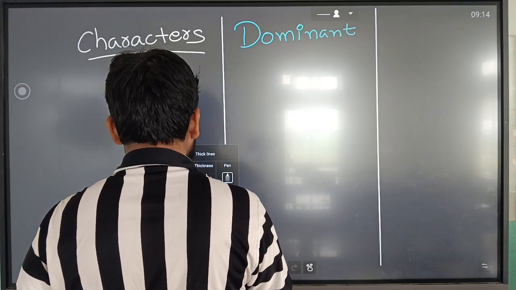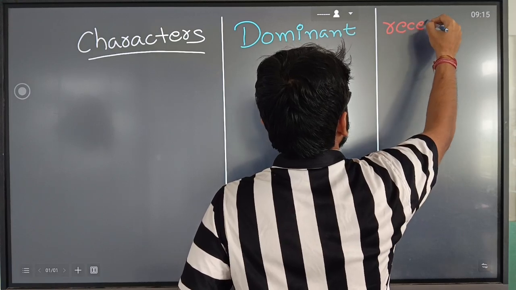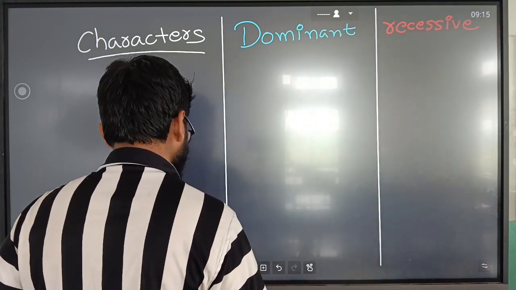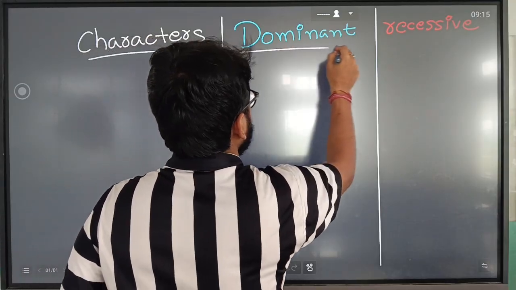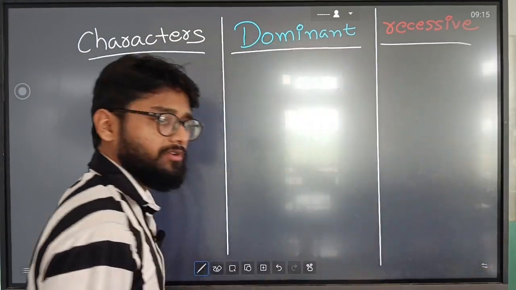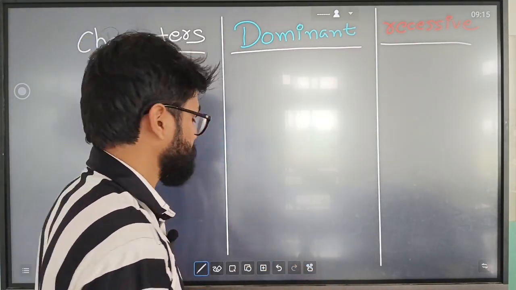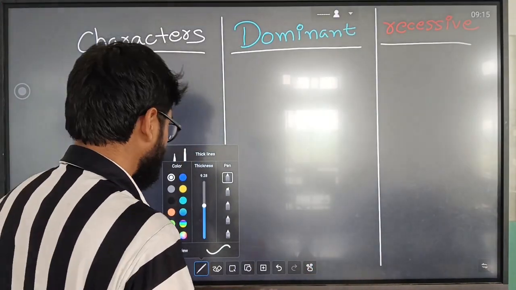And then what is the recessive trait of that character? Something that is not readily visible, or something that is not readily seen. Visible would be a wrong term. Something that is not readily shown. That is the definition of recessive I gave in the previous class, right?